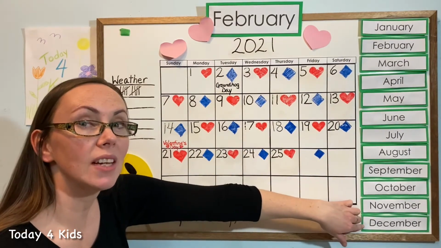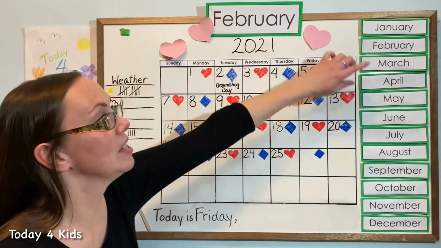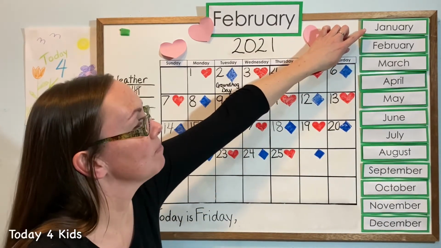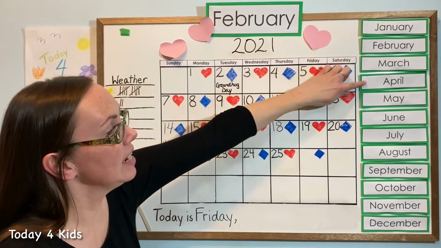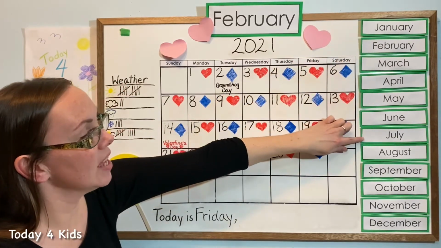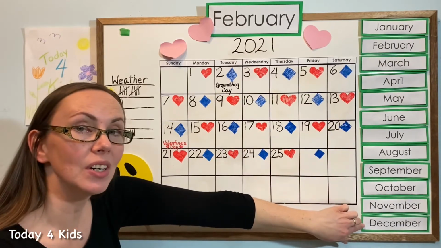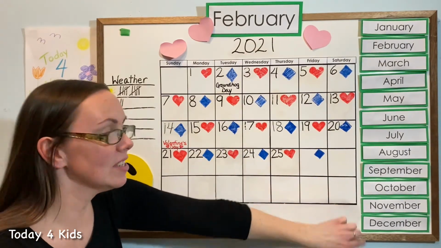Do you remember what they're called? Let's see if we can remember the names of the month. Do it with me. Even if you don't remember, we'll practice together. January, February, March, April, May, June, July, August, September, October, November, December. Good job. Thank you for saying those with me.